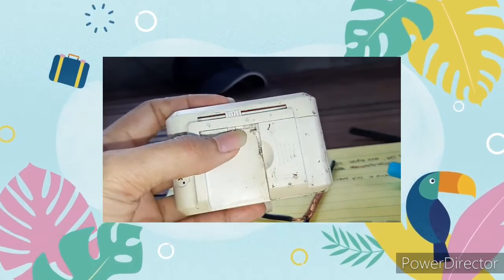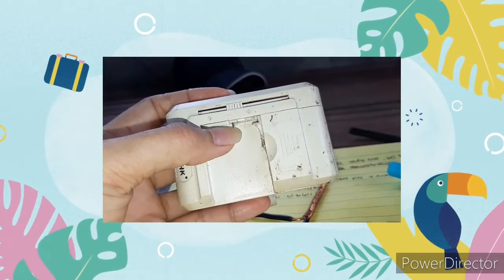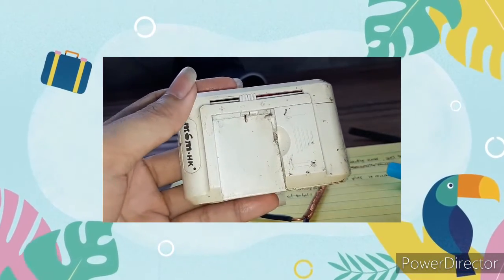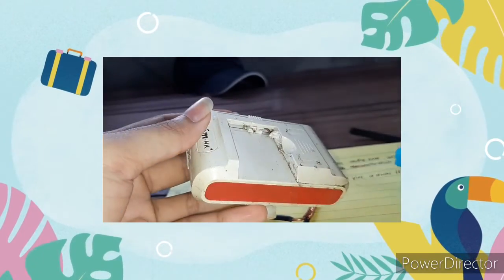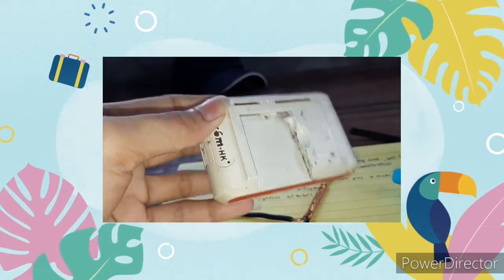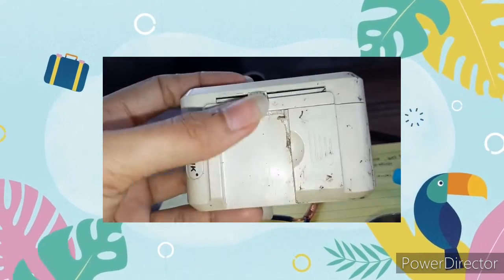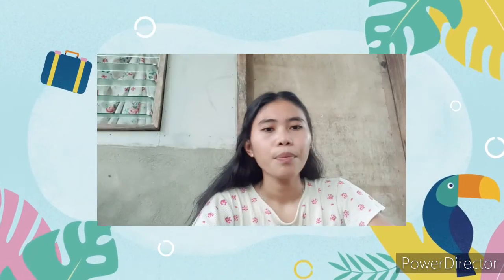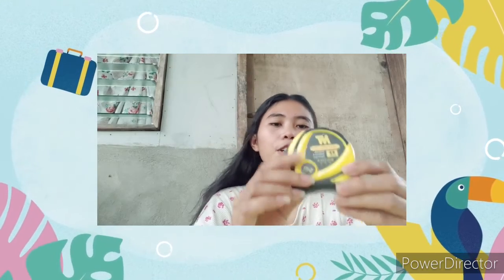For example, if I want to cut the pin of this charger, diagonal cutting pliers are the best option. We can easily cut this wire using the diagonal cutting pliers. And for the next tool, I have here the tape measure.